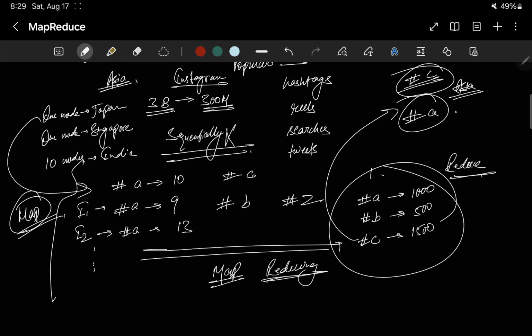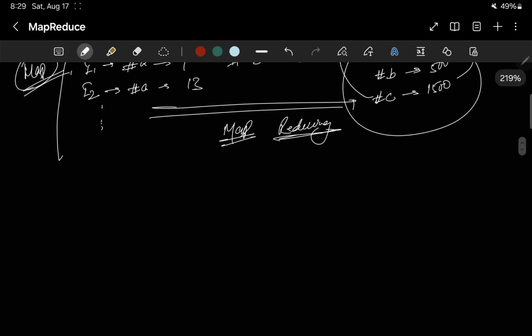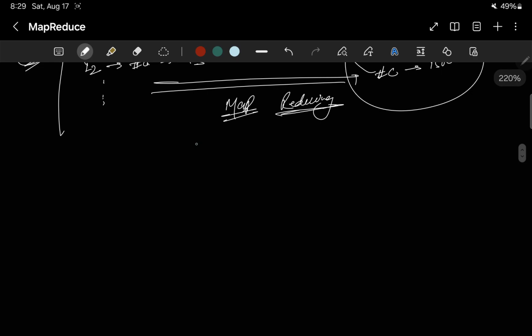So first you map, then reduce. Let's understand it with a more simple example. Let's say you are reading a book, maybe the Game of Thrones book. The name of that book was Song of Ice and Fire.